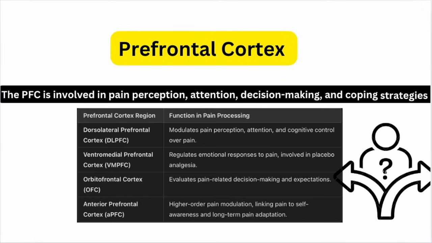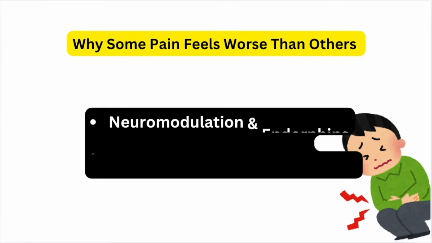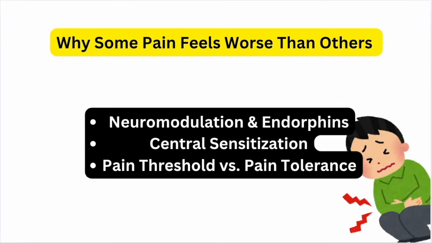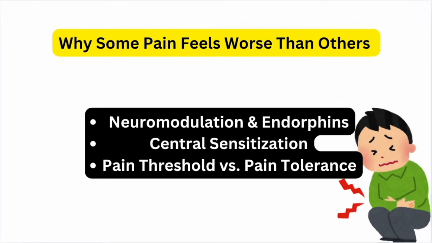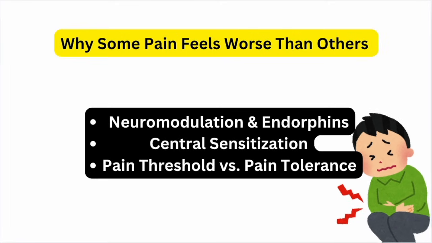The prefrontal cortex is involved in pain perception, attention, decision-making, and coping strategies. Down here, we have another chart with the function in pain processing and the region in the prefrontal cortex associated with that processing. Why is some pain more painful than others? Neuromodulation and endorphins, central sensitization, and the pain threshold versus pain tolerance.